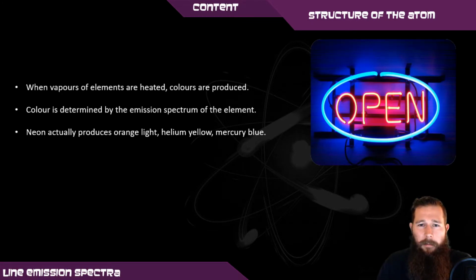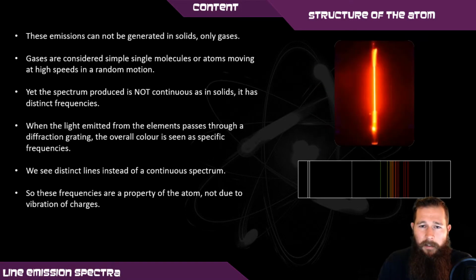The color is determined by the emission spectrum of the element rather than the movement of the atoms and larger particles in the case of incandescence. When neon vapor is heated up, it actually produces an orange light, helium produces yellow, and mercury produces a blue light. So it doesn't matter how much you heat it up, those gases will always produce that color of light.